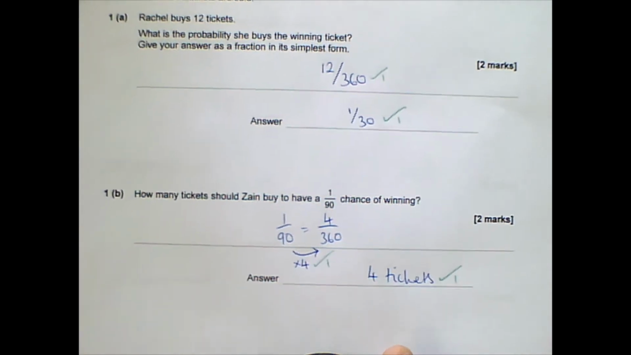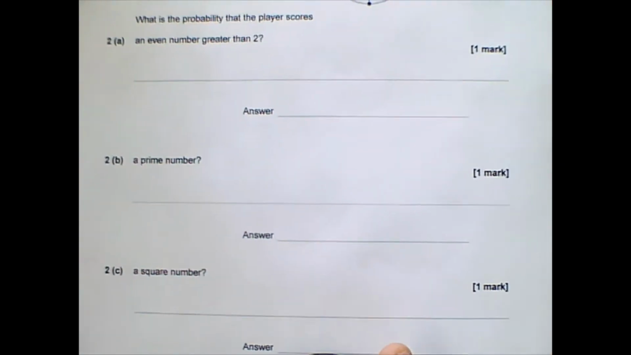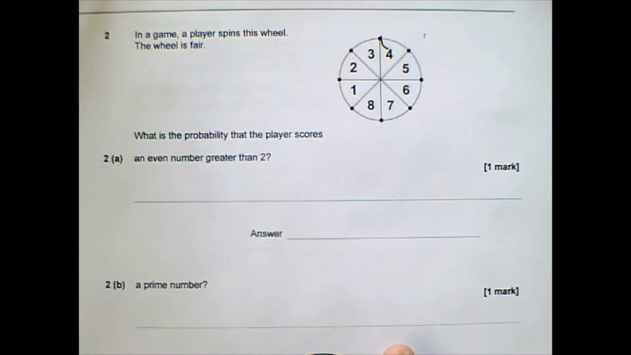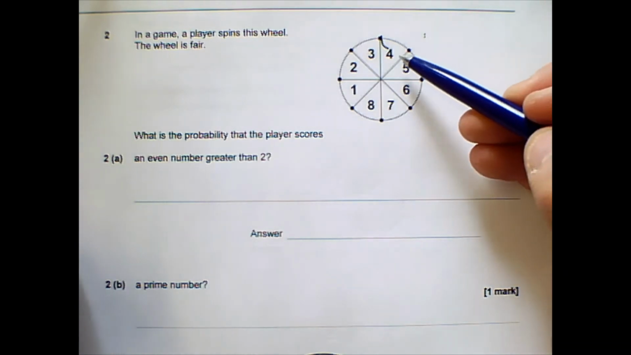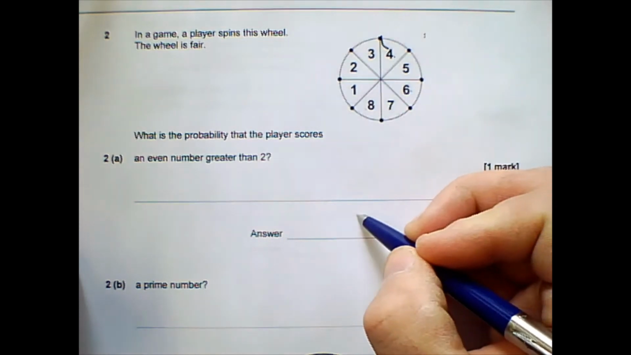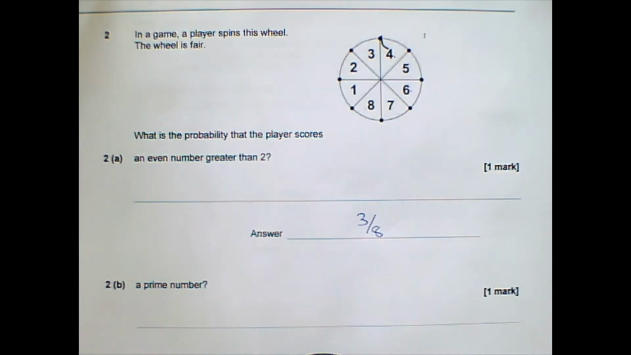On to question 2. So we've got, in a game, the player spins the wheel is fair. Now fair means it's got the same chance of landing on every different side. What's the probability that the player scores an even number greater than 2? So we've got 1, 2, 3 of them, out of 8.